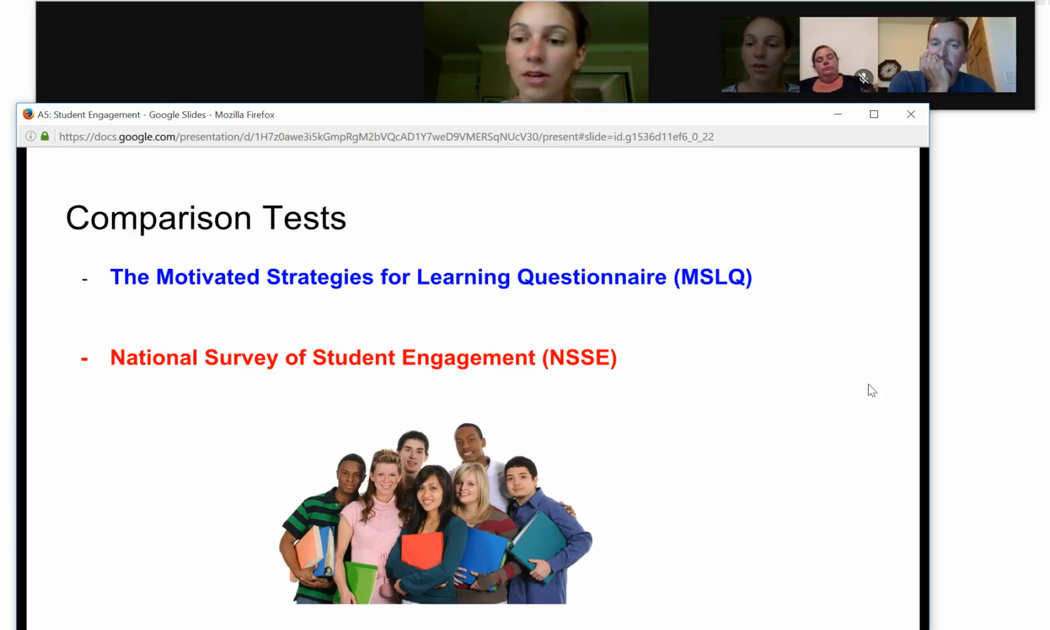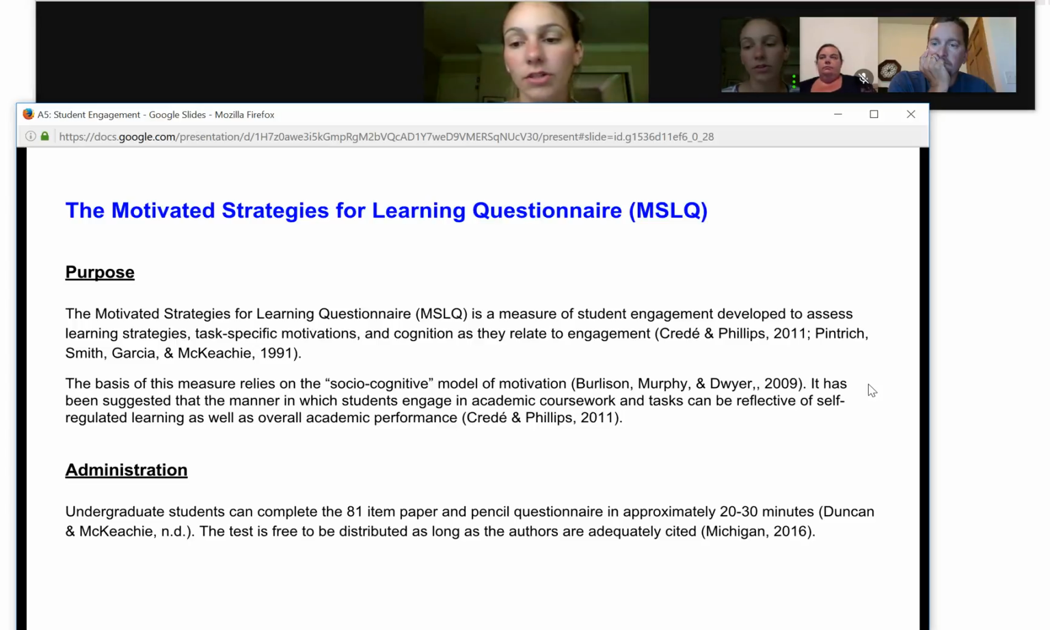The measure that I'm going to be discussing is the Motivated Strategies for Learning Questionnaire, or the MSLQ. The MSLQ was developed at the University of Michigan by Pintrich, Smith, Garcia, and McKeachie in order to assess or measure student engagement at the undergraduate level. The measure was developed to assess learning strategies, task-specific motivations, and cognition as they relate to a student's engagement. It's developed in a sense where a professor could provide this measure to a course to see how the enrolled students are engaged in the material and how they feel about interacting with the material.